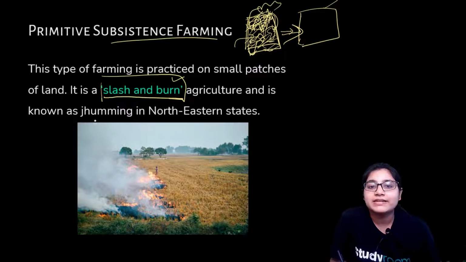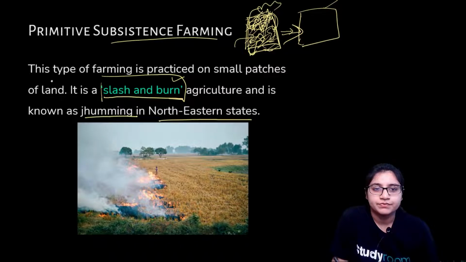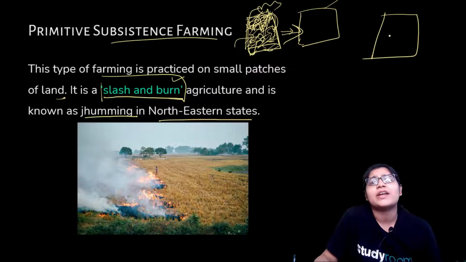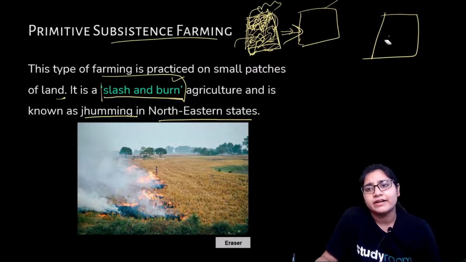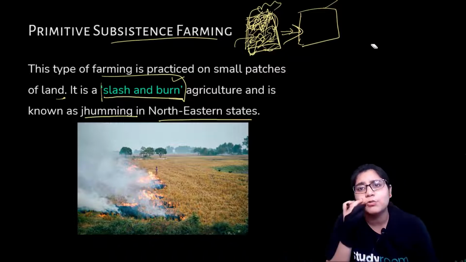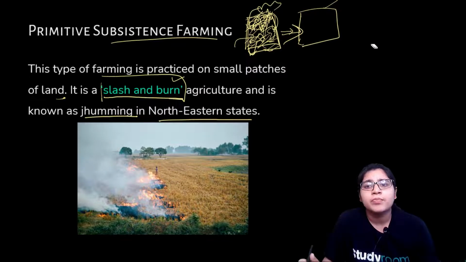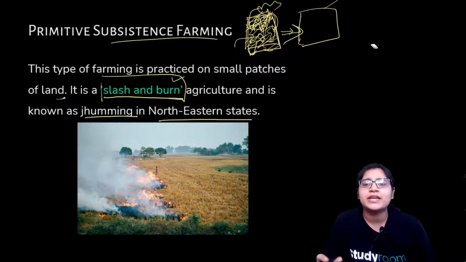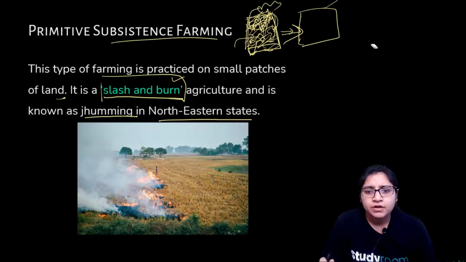Okay, this practice is done in northeastern areas, referred to as jhuming. Okay, this type of farming is practiced on small patches of land. Generally they use only small patches of land. Large land they cannot abandon. Do you understand? So small pieces of land they can abandon and they can move to the next small piece of land. So this is very economical as well, and this is very eco-friendly for them.